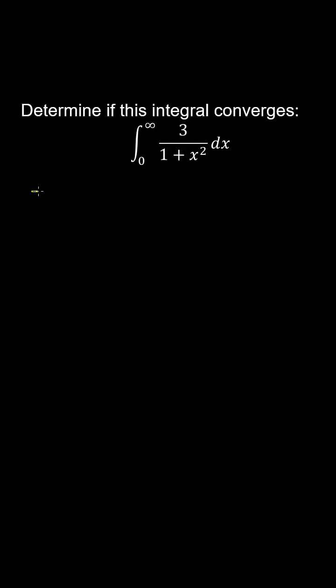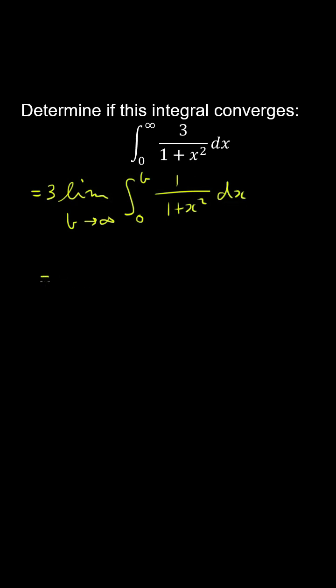Let's determine if this integral converges. So we have an improper integral because we have a limit of integration that's infinity, so we replace this with a dummy variable and take the limit as the dummy variable goes to infinity. And because we have a constant, we can take the constant outside. So what we have is 1 over 1 plus x squared, integrated with respect to x. So this integral evaluates to an arctan, so we have 3 by the limit as b goes to infinity.